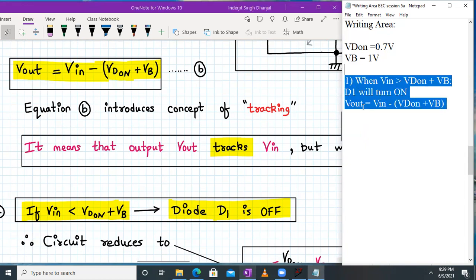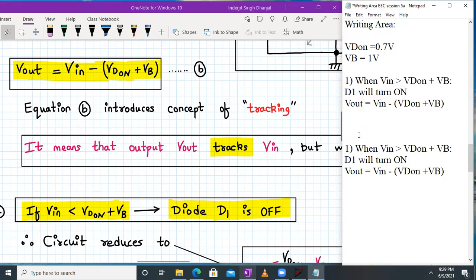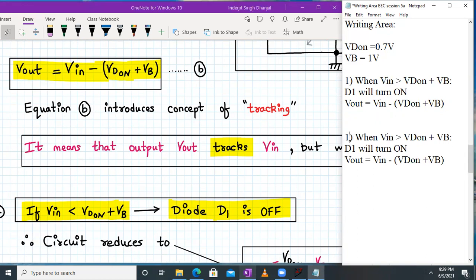Now let us write the other condition. In this condition, the opposite one, when V in is less than VD on plus VB, then diode D1 will turn off.